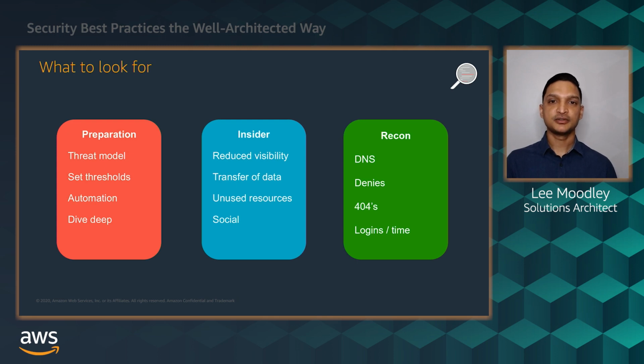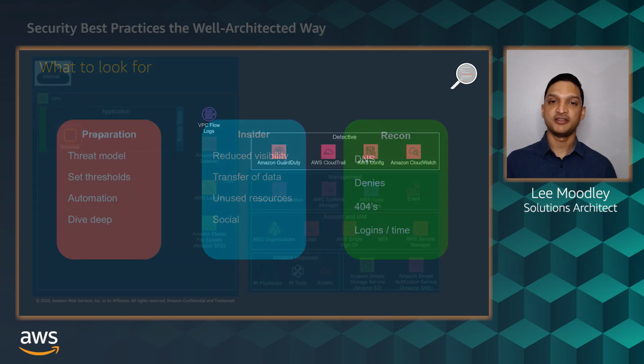Lastly, detective controls is about the continuous evaluation of your environment, what you're doing and what's happening within your system. As an example, you can use the CIS benchmarks in AWS Config rules to get started.